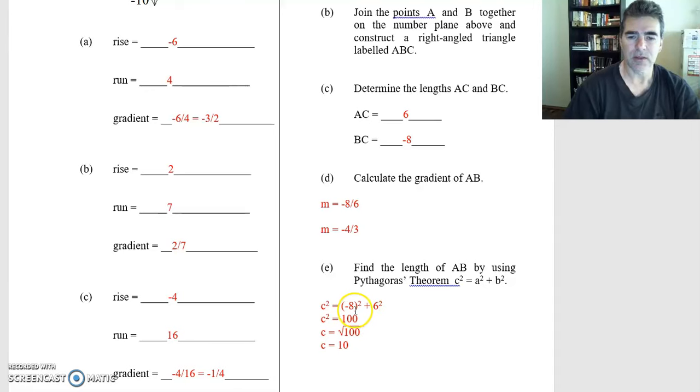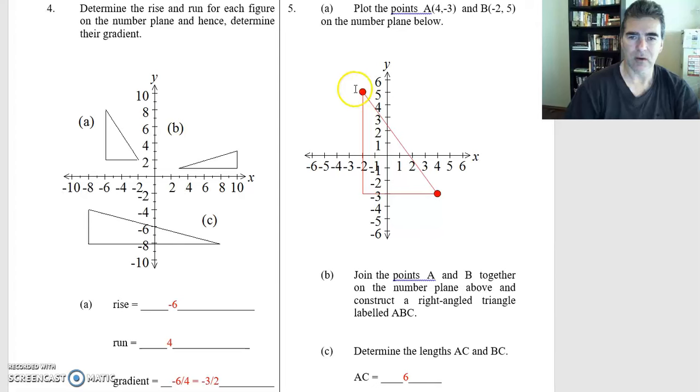So, do that on the calculator and I get 100. If I don't put the brackets in there, I'm going to get a negative number here. And I can't find the square root of a negative number. So that way I know I've made a mistake. But just be careful, make sure you put that in brackets. Square root of 100 is 10, so the length of AB is going to be 10 units.